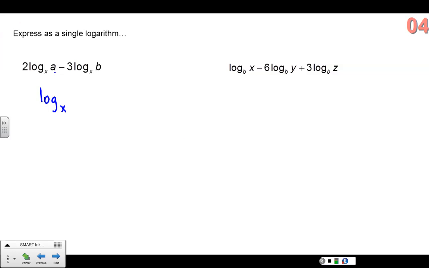In this part, the 2 has been pulled out front, so that's going to be a squared. There's also subtraction, so we know it's going to be a fractional part. And the negative term should be the one that's on bottom. So the 3's been pulled, so this will be a b cubed. So b cubed would have to be on bottom, and a squared would have to be on top, since it's the positive term.